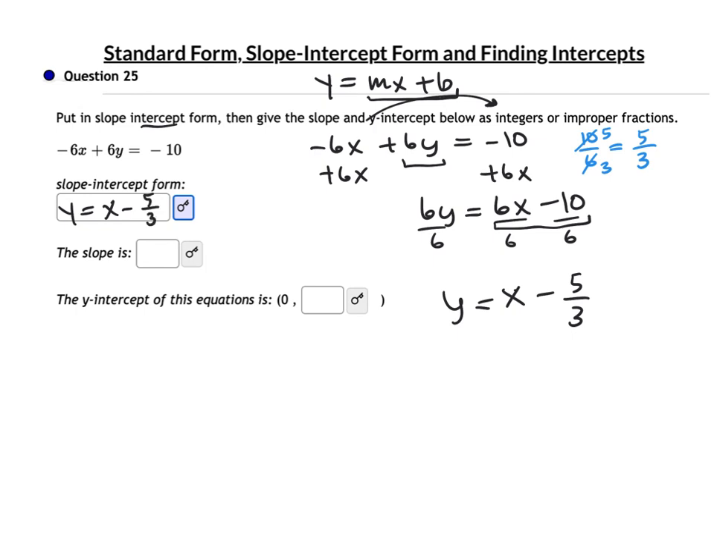The slope-intercept form, y equals x minus 5/3. The slope is 1. It's the number in front of x. If there is no number there, there's a 1. That's the m. And the y-intercept is the b. It's negative 5/3. Notice again, if I plug in 0 for x, 0 times anything is 0, and you end up with y equals negative 5/3. That's why the intercept is negative 5/3.